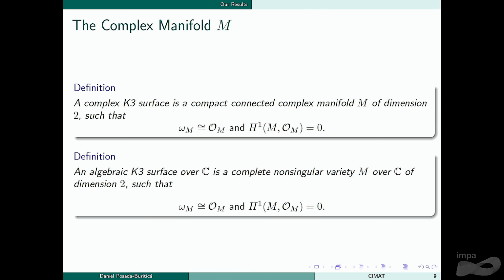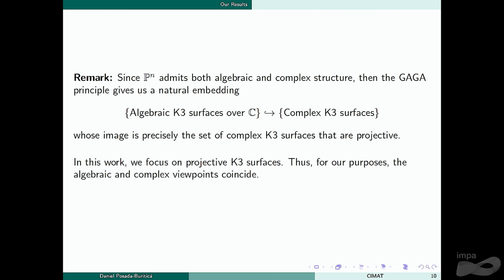What is the relation between both definitions? Since projective space admits both algebraic and complex structure, GAGA gives us a natural embedding from algebraic K3 surfaces over C to complex K3 surfaces, whose image is precisely the complex K3 surfaces that are projective. For that reason, in this work, we focus on projective K3 surfaces, and therefore the algebraic and complex viewpoints coincide for us.